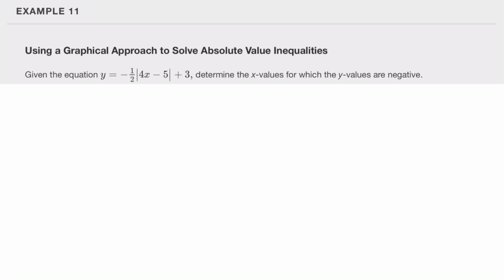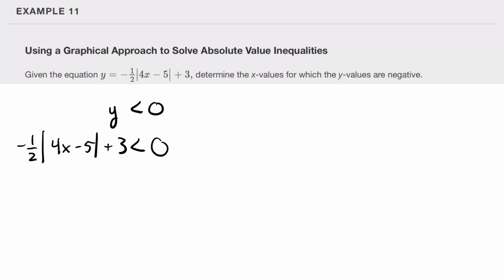So if we want y to be negative, well, we have an expression for y, so let's use that expression. We got this negative 1/2 times the absolute value of 4x minus 5, plus 3. Now, before we apply those properties we saw a few slides back, let's isolate the absolute value. First, I'm going to subtract 3 on both sides, and I'm going to be left with this. Everything else just persists.